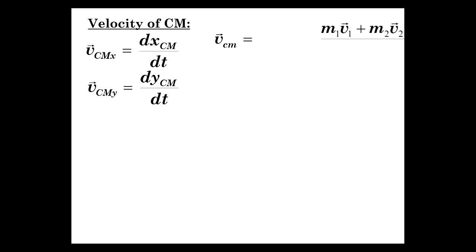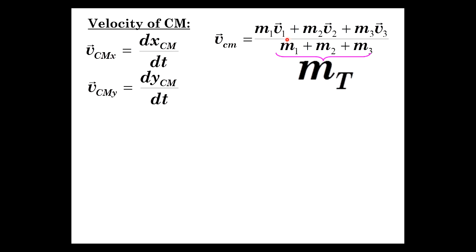All right, velocity of the center of mass in the x direction is just the rate at which the position changes, dx center of mass dt. And the same thing in the y and z directions if it's a three-dimensional system. So it's just the derivative of the position. Therefore, the velocity of the center of mass, instead of being multiplied by the position components, is multiplied by the velocity components and divided by the total mass as before.